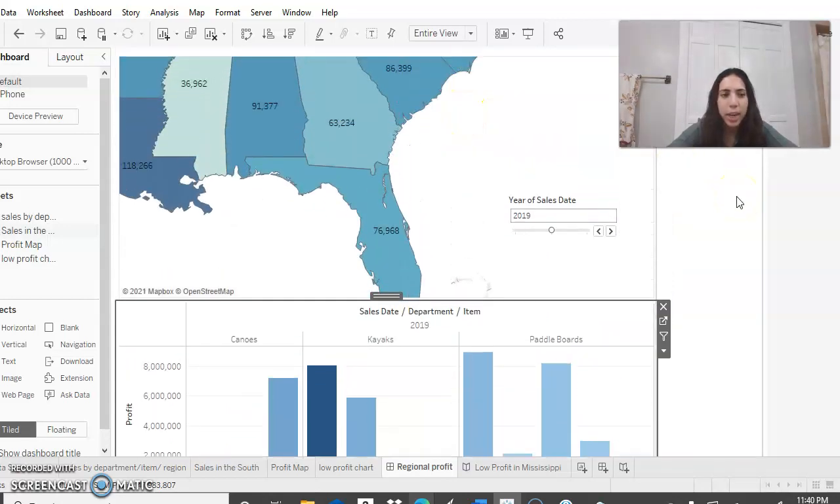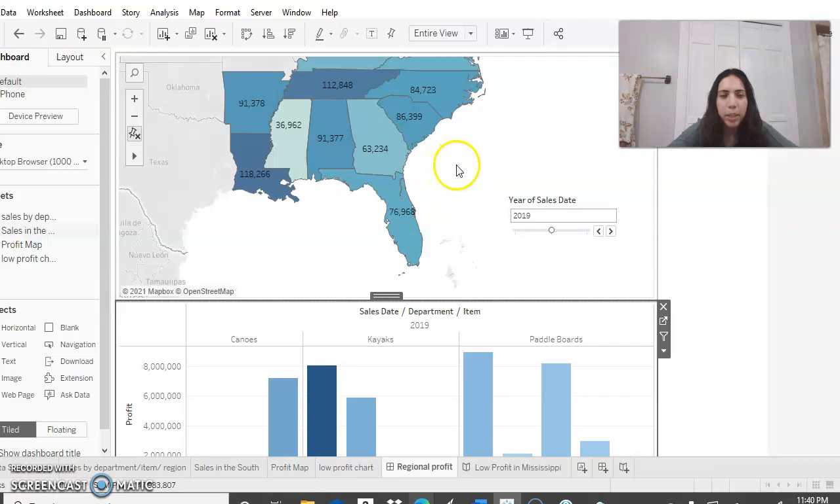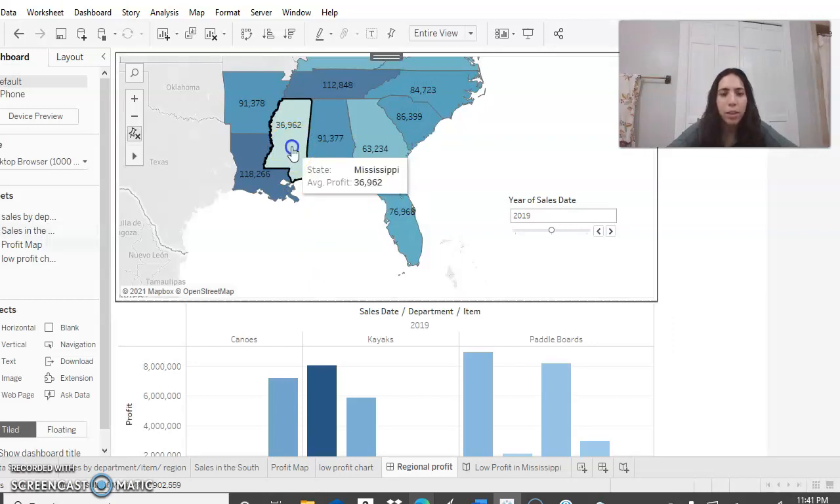And then for my dashboard, I decided to add the sales in the South region, and then I added the profit map to make it easier to identify which items are making the most profit as well as the least amount of profit. My main focus was on the least amount of profit. So as we saw earlier, Mississippi was the one with the lowest average profit.